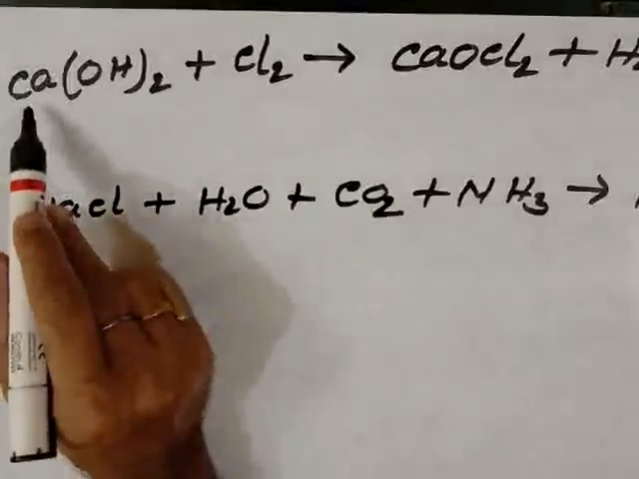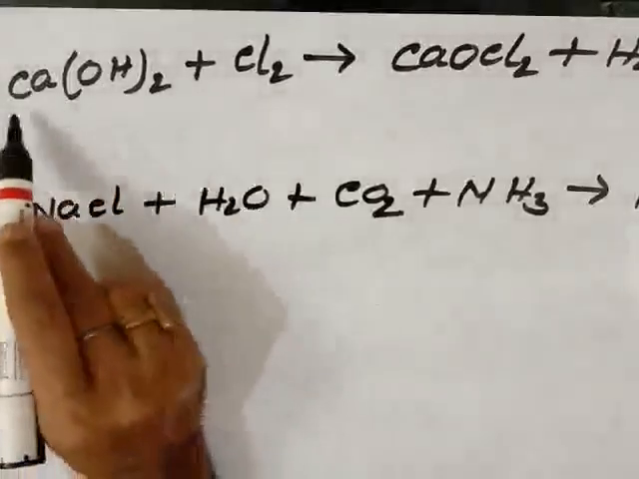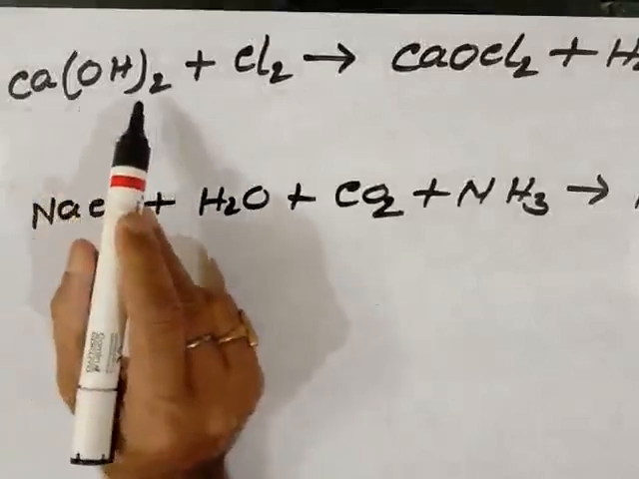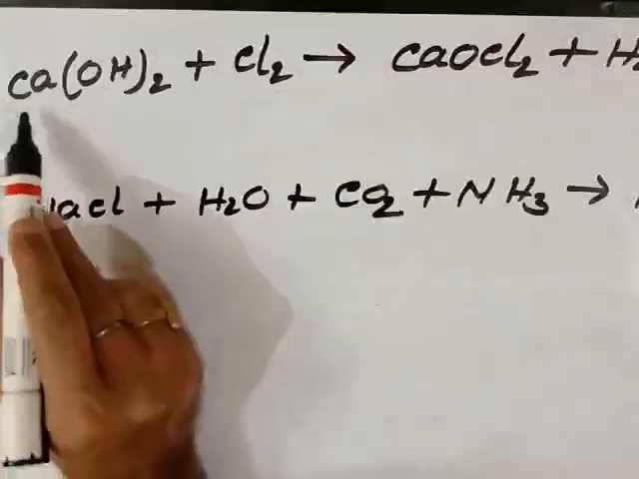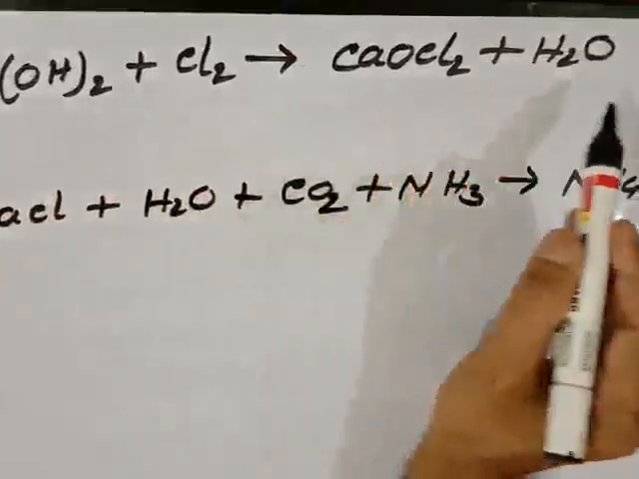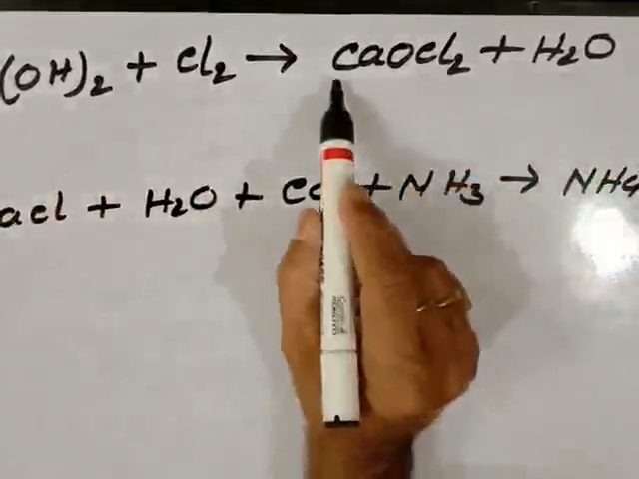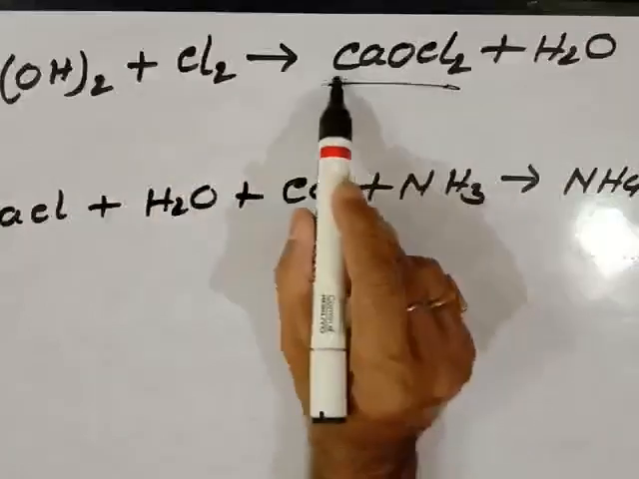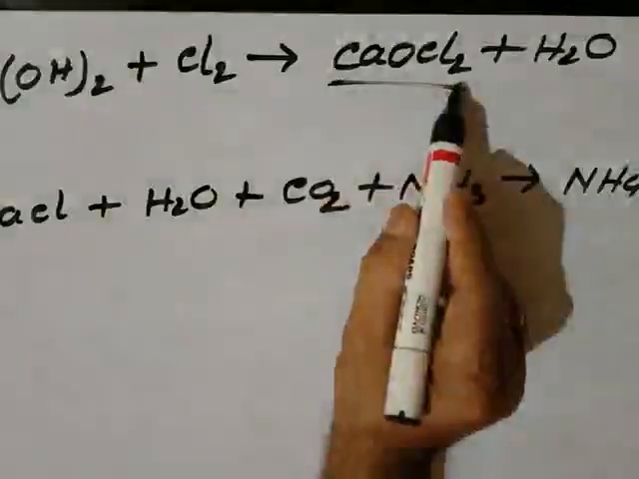Let me explain with the chemical equation. This is the formula of slaked lime, Ca(OH)2. When chlorine gas is passed over slaked lime, it produces CaOCl2 plus H2O. This CaOCl2 is the chemical formula for bleaching powder.